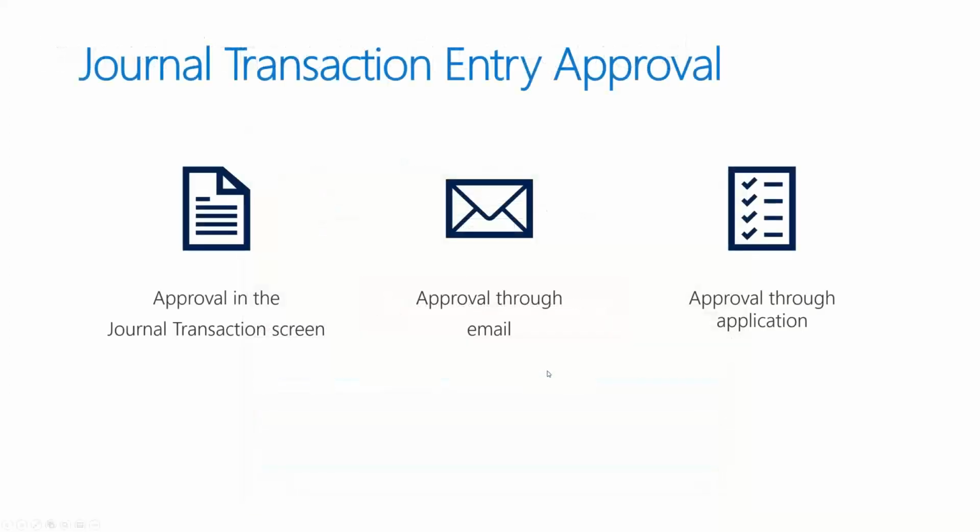So everything that I showed you at the very beginning of this presentation for AP, the same thing exists here. You can approve things right in the journal transaction screen. You can approve things through email. You can approve things through an application like we showed. All those things that I showed you are available here for journal transactions as well.